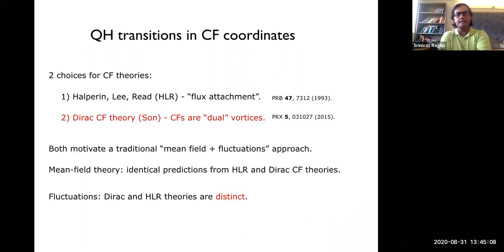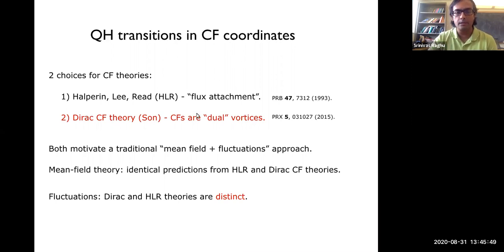Instead, let's think of this problem in a different representation, known as the composite fermion representation, okay? There are two choices of employing this composite fermion representation for this problem. The first is to view composite fermions as obtained from electrons by imparting a singular gauge transformation known as flux attachment. This was pioneered by Halperin, Lee, and Read back in the 90s. And there's a more recent theory by Son, the Dirac composite fermion theory, with which presumably many of you are intimately familiar, which views the composite fermions as dual vortex degrees of freedom, okay?